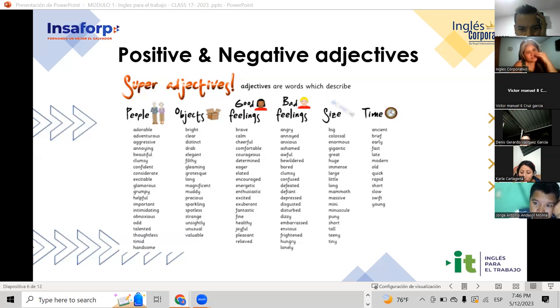Positive. Intimidating. Negative. Alguien que lo intimida. Obnoxious. Negative. Okay. Alguien como desagradable, odioso.